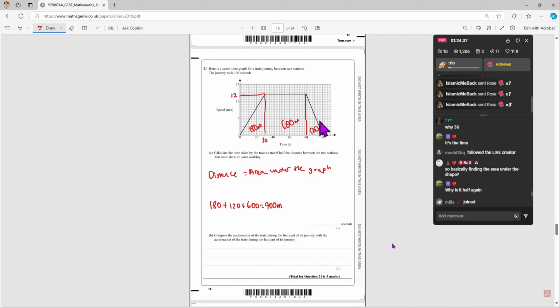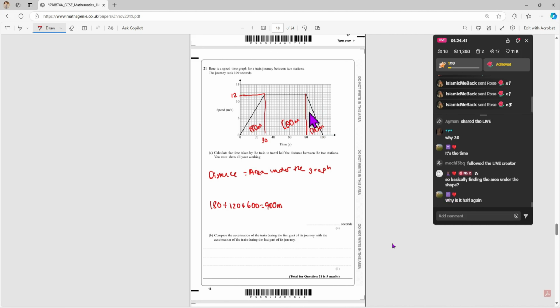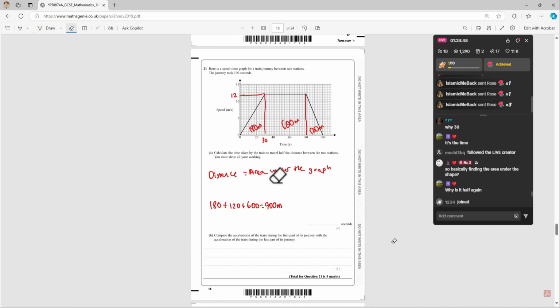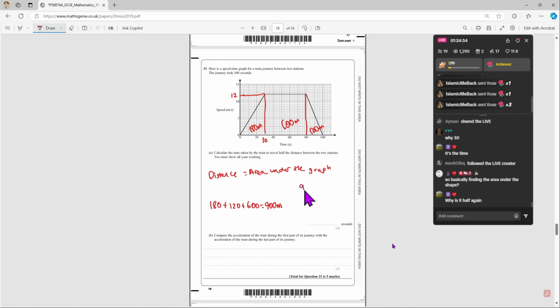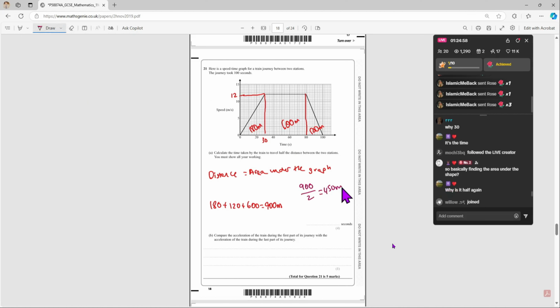And now, once we have done that, it says we have to tell the time taken by the train to travel half the distance between the two stations. So we do 900 divided by 2. 900 divided by 2 is going to give us half the distance, 450 meters. And then we have to do half the time.